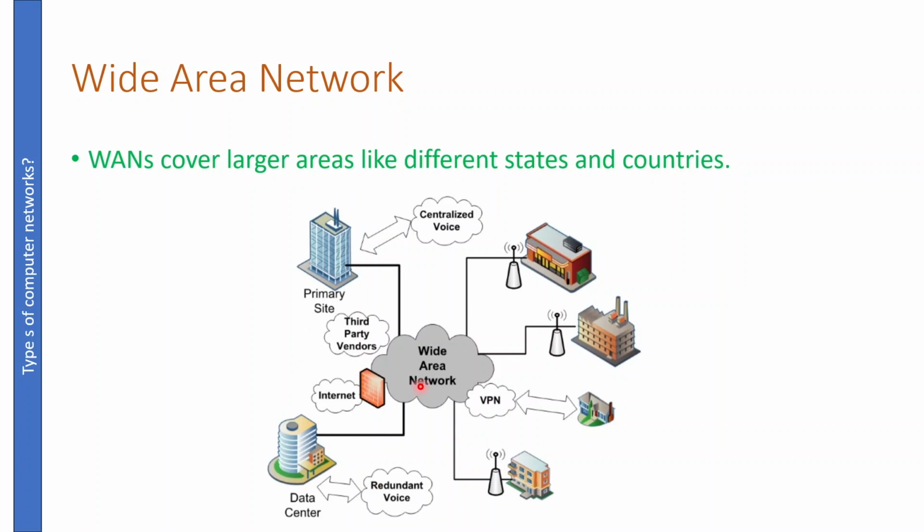One entire country network you can take as a wide area network. We have multiple metropolitan area networks connected into one network. Basically, the internet is also one example of a wide area network, which connects the entire globe using underground cables and satellite connection.